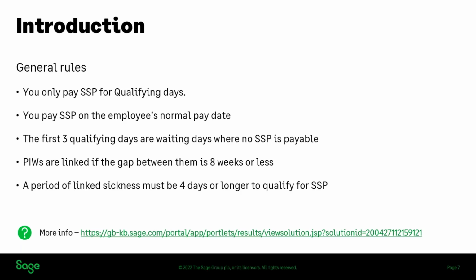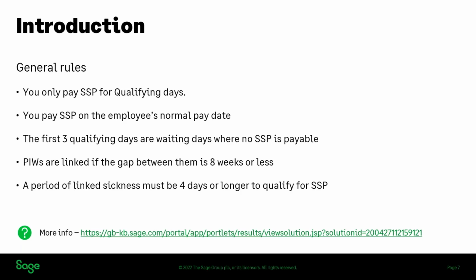PIWs, or periods of incapacity to work, so you can see there why we abbreviate that to PIW. It's a bit of a tongue twister, that one, or I find that anyway. But they are linked if the gap between them is 8 weeks or less. So 2 periods of sickness are linked if the gap between them is 8 weeks or less. Now, a period of linked sickness must again be 4 days or longer to then qualify for SSP.